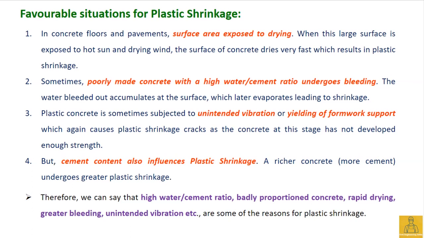The first one is in concrete floors and pavements, where the surface area is exposed to drying. As I told you, even on concrete roads or a slab, the concrete is going to spread over a long stretch of area, and it is going to be exposed to hot sun and drying wind. Wind is going to flow over the concrete and take away the water on the surface. So it dries faster on the top side, and therefore it leads to plastic shrinkage.